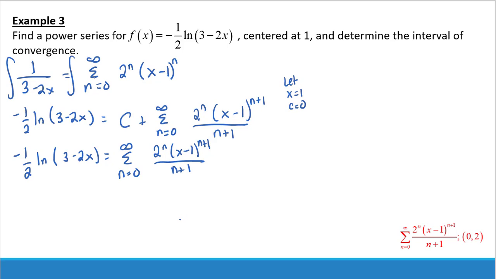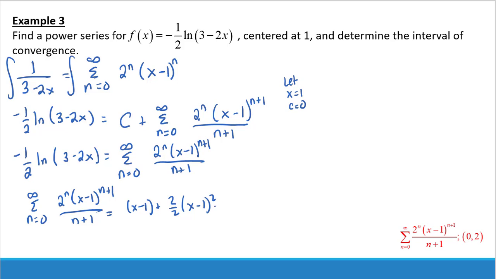Okay, so our power series is this. And I don't know why in my notes I don't have this, but what I have written here is, if n equals 0, I have x minus 1 plus 2 over 2, x minus 1 squared, and so on. So technically this is the power series. Okay, and I have this little note here just for myself. We also need to find the interval of convergence.